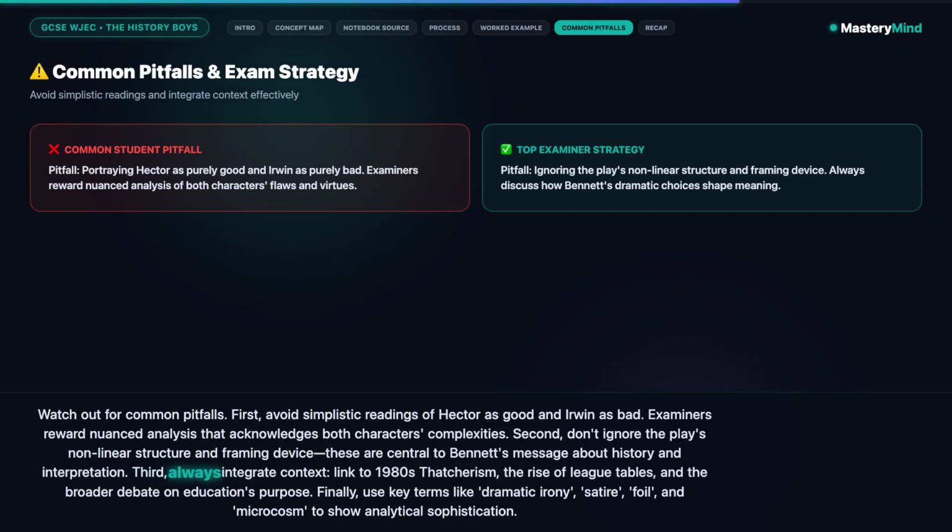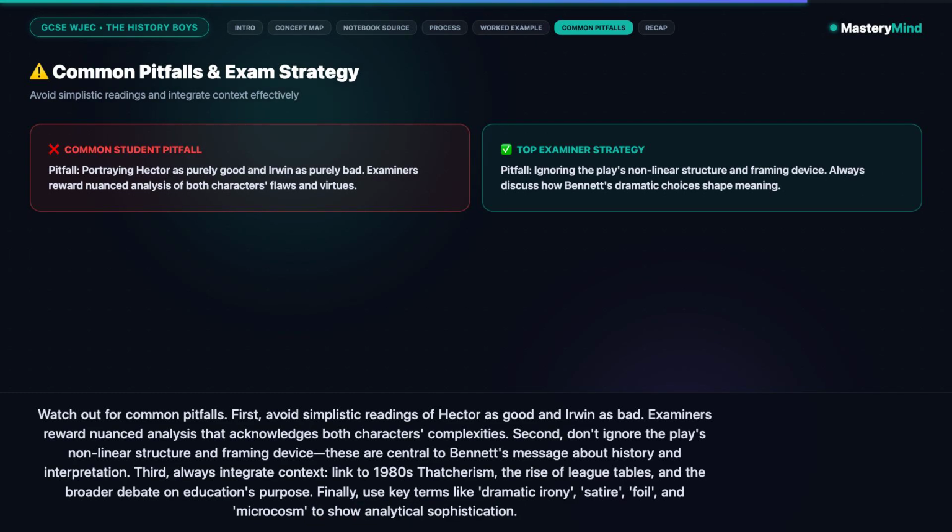Third, always integrate context. Link to 1980s Thatcherism, the rise of league tables, and the broader debate on education's purpose. Finally, use key terms like dramatic irony, satire, foil, and microcosm to show analytical sophistication.